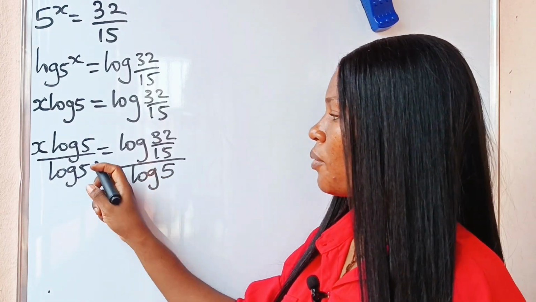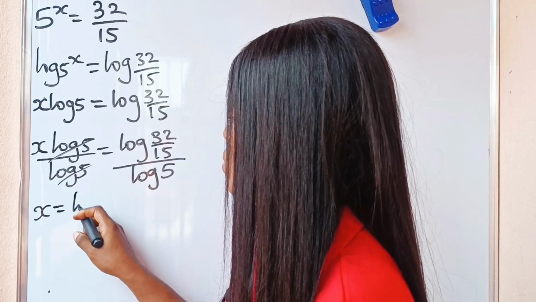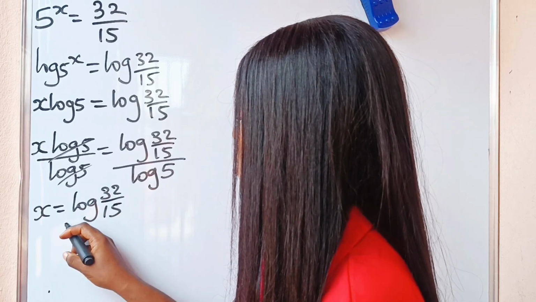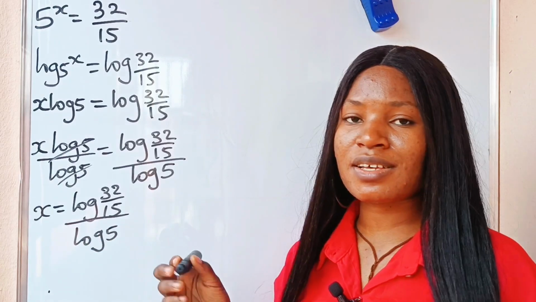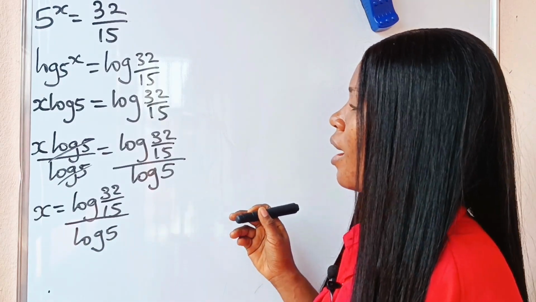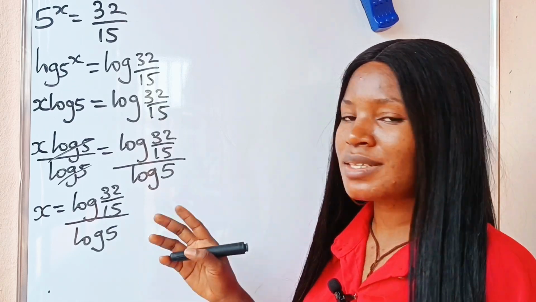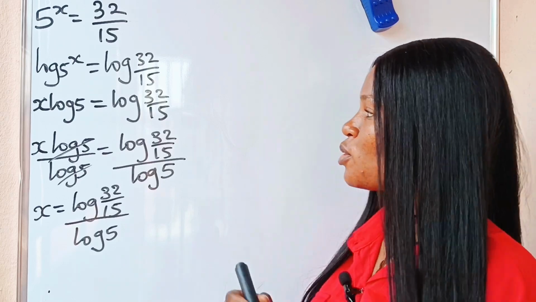Okay, now we cancel this and we have that x is equal to log 32 divided by 15 divided by log 5. Now the most interesting aspect of this video is where we prove that the answer we got is correct, so do not miss that aspect at all. I need you to stick around to the end and see how we are going to prove that.